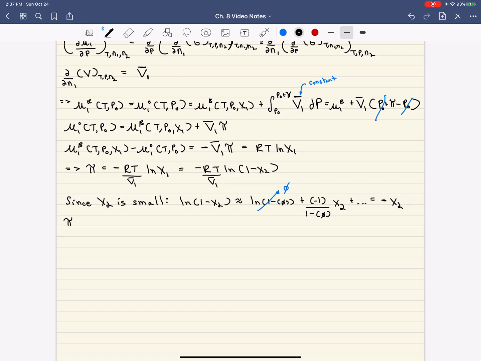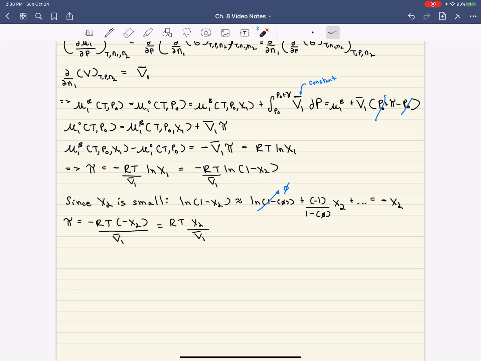And so now our pi equation is going to be minus RT times minus x2 over v1 bar. So now we have RT times x2 over v1 bar. Okay, and so once again, now we have a relationship between the osmotic pressure and the mole fraction of solute in the beta compartment. There's one more thing I'm going to do here. Traditionally or conventionally, when we consider osmotic pressure, rather than looking at mole fractions, we actually care more, or usually evaluate it based on the absolute concentration of solute in the beta compartment.